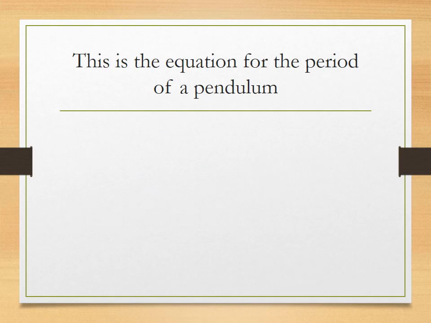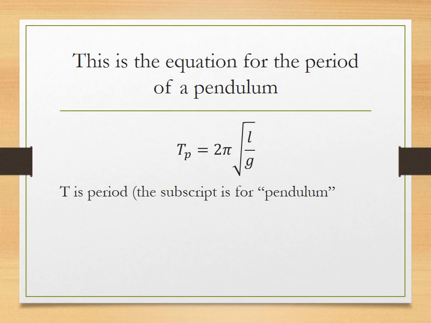Okay, so here's the equation for the period of a pendulum. Capital T is the period of the motion. The subscript lowercase p is for pendulum. If you look at your equation sheet, you'll see another similar looking one, but it has a different subscript. We'll get to that when I get back next week.